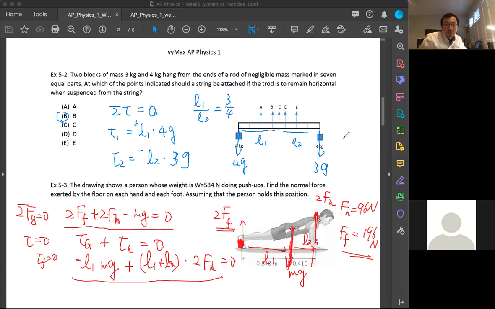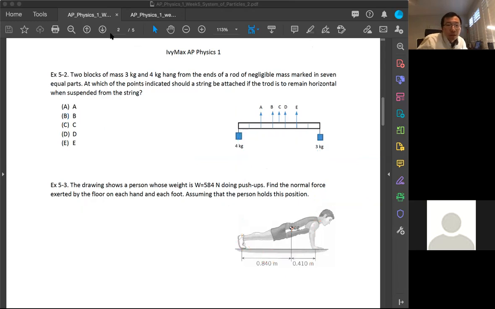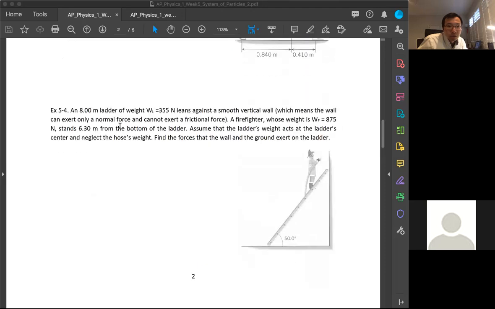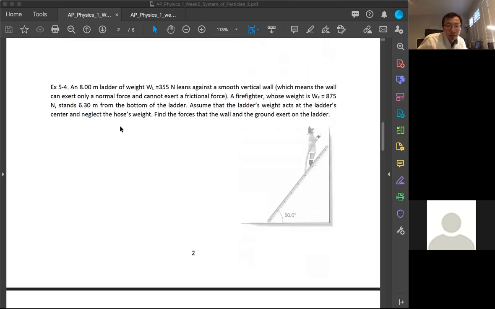All right, I'll give you a few seconds to finish your notes. All right, let's keep moving. Next one, number 4. Still an equilibrium problem. This one I'll give you a little more time, like 3 to 4 minutes.